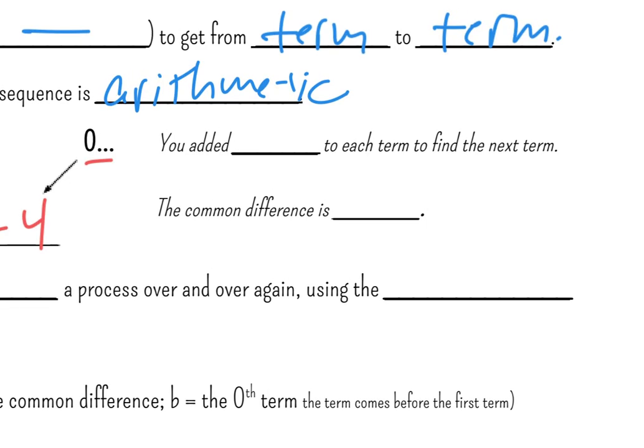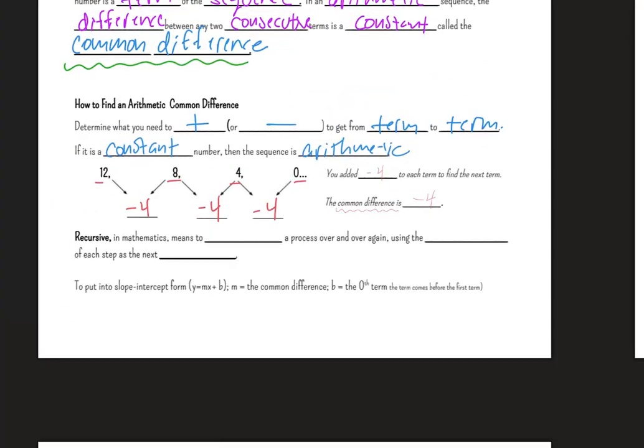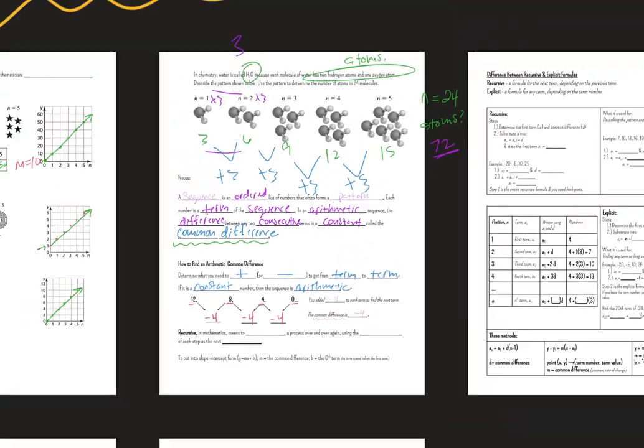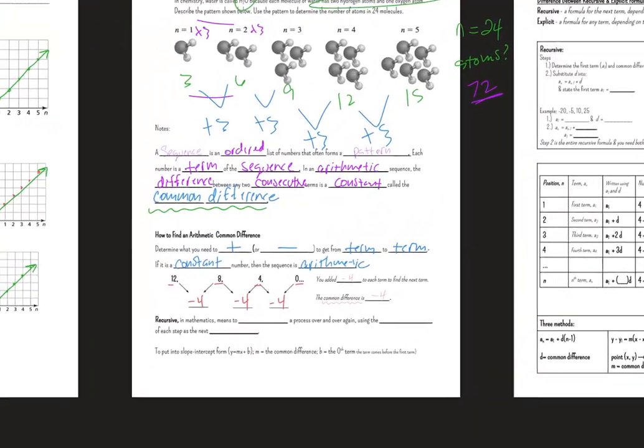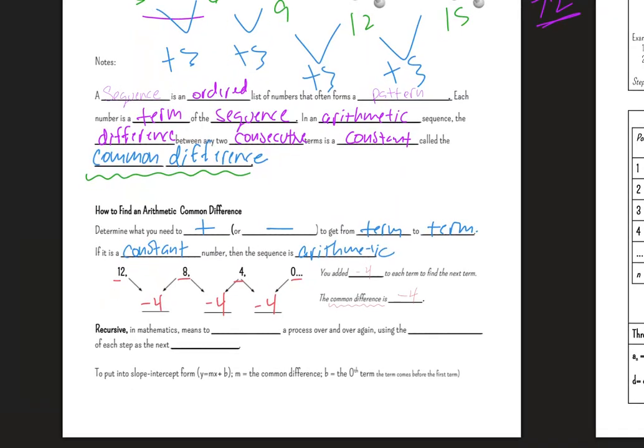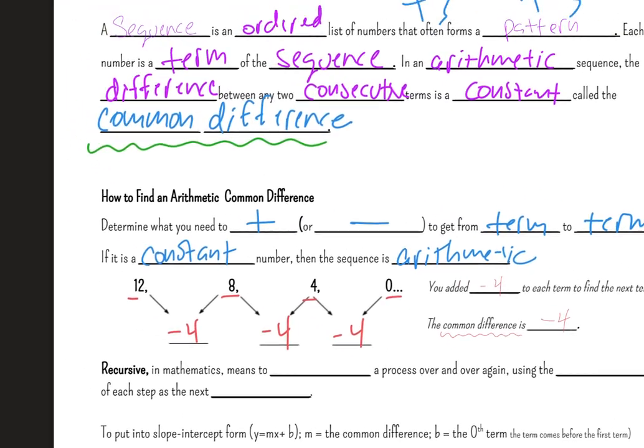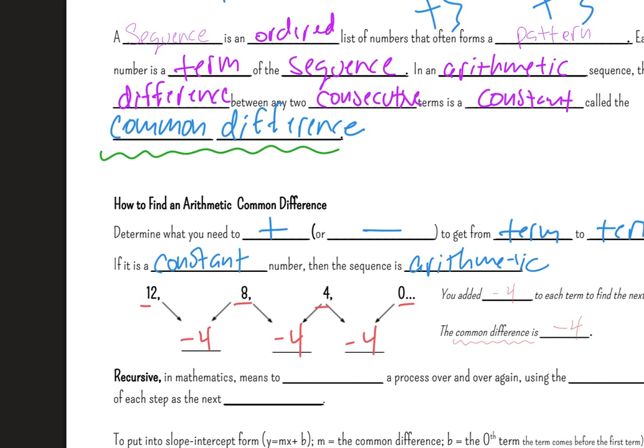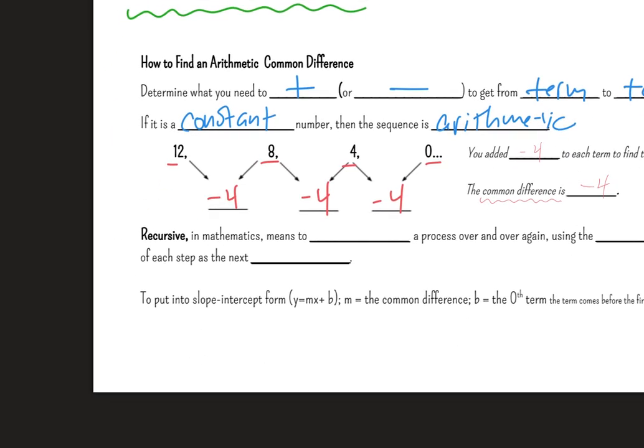So essentially, you have added -4 to each term to find the next term, making our common difference -4, okay? So we have established what an arithmetic sequence is. It's basically a sequence of numbers that you're going up by a common difference, and that common difference is constant. It's the same number every time.